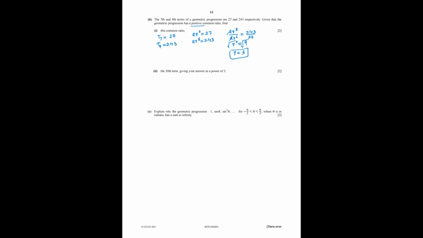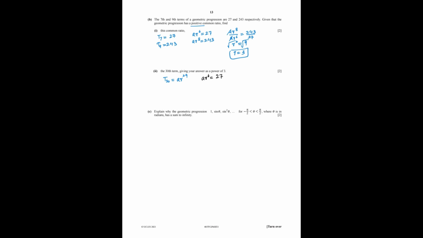For the second part it says find the 30th term, giving your answer as a power of 3. So we need to find the 30th term. The working formula will be ar to the power 29. First we need to find the value of a here. As we found the value of r in the previous part, and we were given in the previous part that ar to the power 6 equals 27.